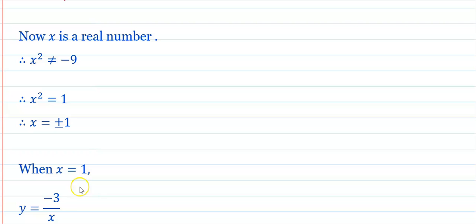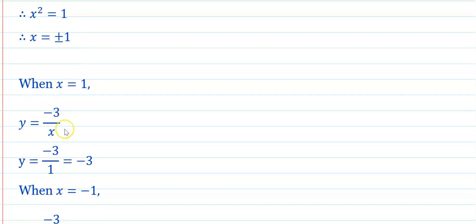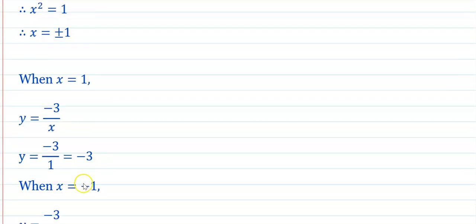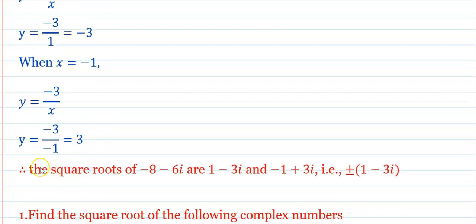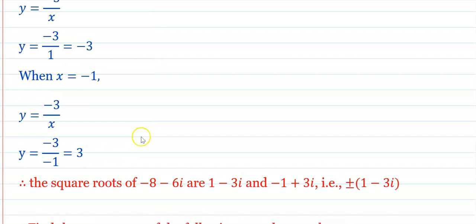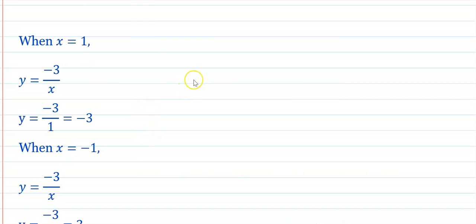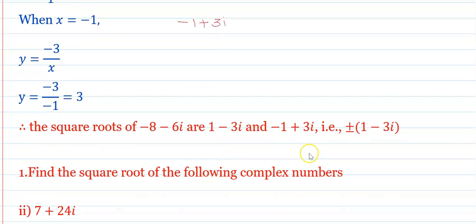If we take x is equals to 1, but what is y? y is minus 3 upon x. If we put the x value 1, you will get y is equals to minus 3. If we take x is equals to minus 1, then you will get y is equals to plus 3. And hence the roots are, what will the first root be? That is x plus yi. The value of x is 1 and y is minus 3i. And another is minus 1 plus 3i. Okay. And hence the square root of minus 8 minus 6i are 1 minus 3i and minus 1 plus 3i, and hence you will get the answer.